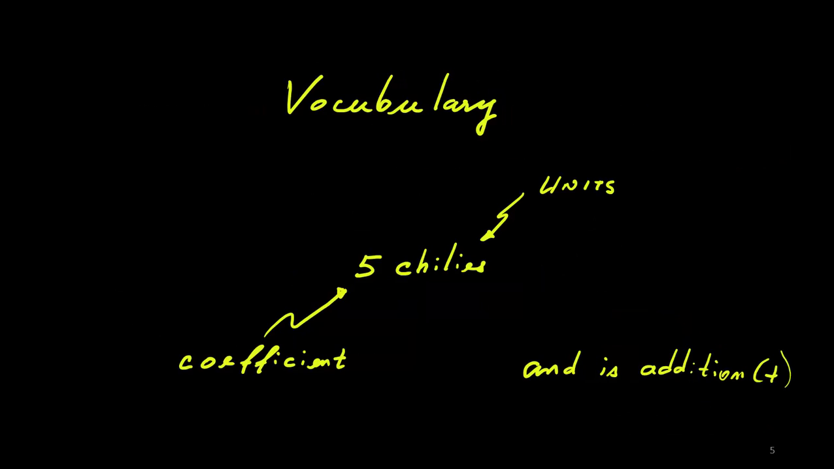We'll pause for a second for some vocabulary. We have 5 chilies. This number has a special name, and that's coefficient. And chilies has a special name, and that's called units. We'll be using those terms quite extensively, middle school, high school, and into college.